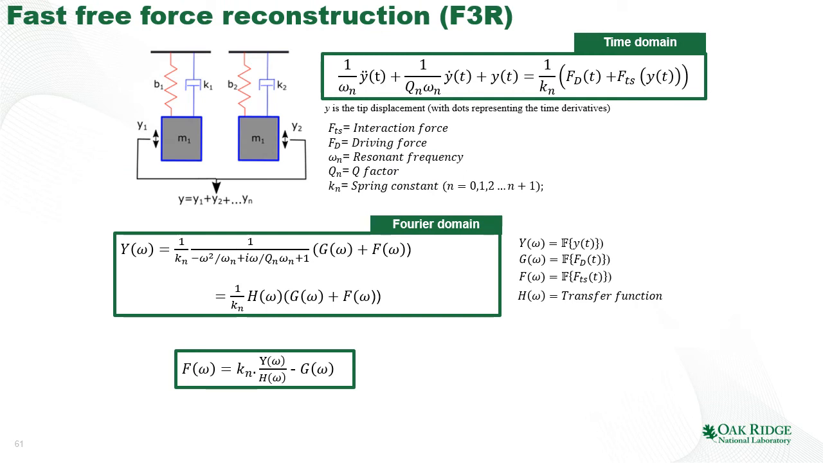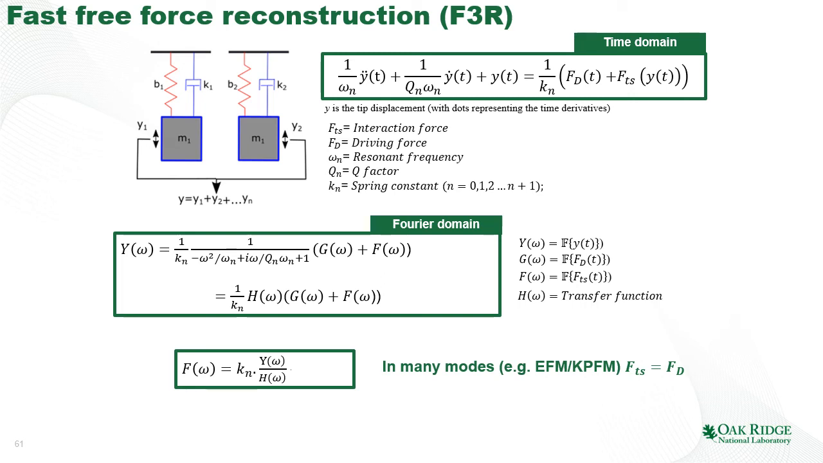So can we somehow get around this time limit because of ringing? And it turns out that we can do it using the approach called the fast free force reconstruction, or F-cube-R. And the idea here is very straightforward. So the cantilever is a dynamic system, meaning that the response of the cantilever to the force is, in the Fourier space, the product of the force with the transfer function of the cantilever. So strictly speaking, if we want to measure the unknown force, we need to know the transfer function, and this transfer function can be position dependent.